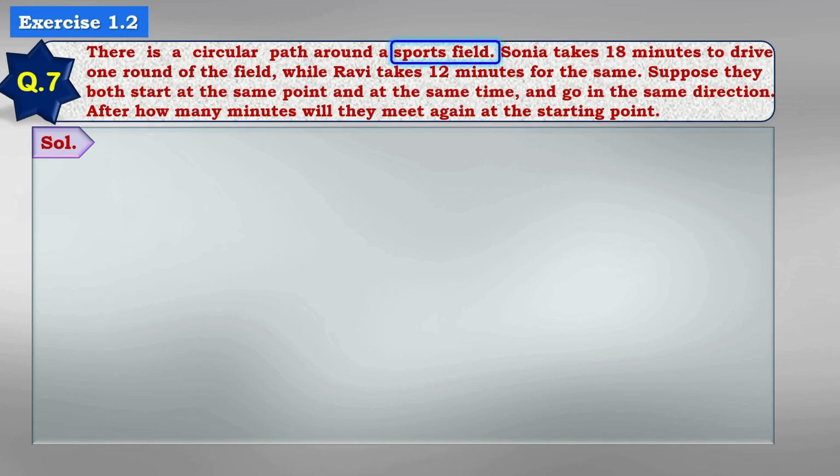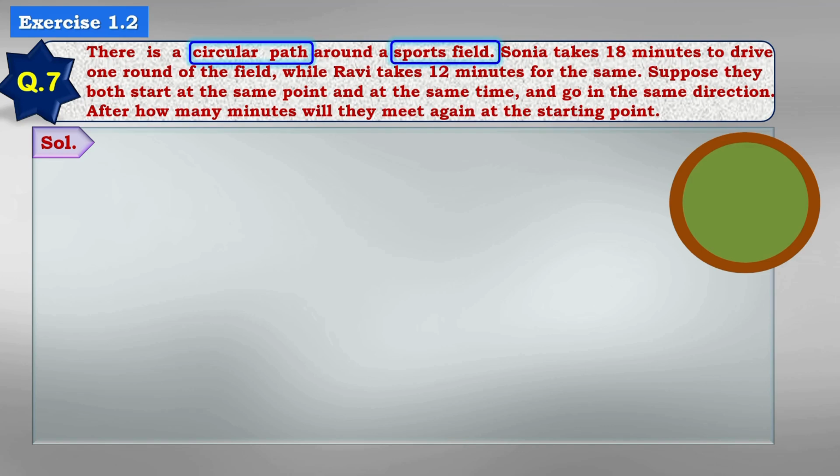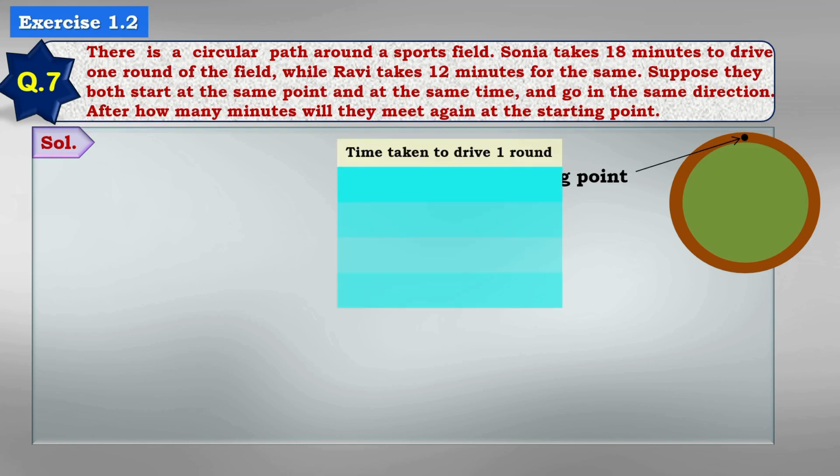What is given is that there is a circular path around the sports field. So let us consider the circular path. The sports field is the green one and the circular path is shown with the brown one. Now let us consider this is the starting point. So Sonia takes how much time to drive one round? That is 18 minutes.